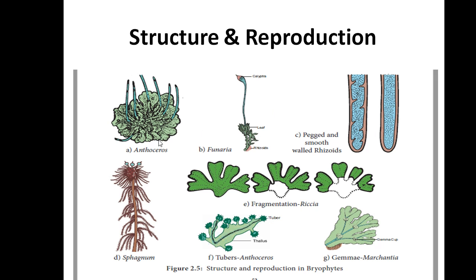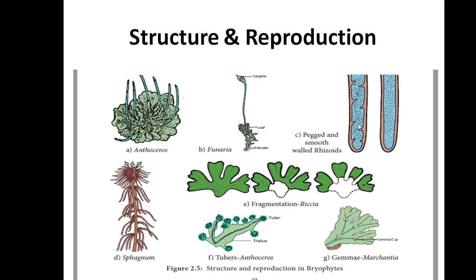This is an Anthoceros diagram. This long slender Anthoceros thallus will be broken into small pieces. Each small piece grows as an individual, separate, independent plant. This is Funaria, and these are the two types of rhizoids of the bryophytes.